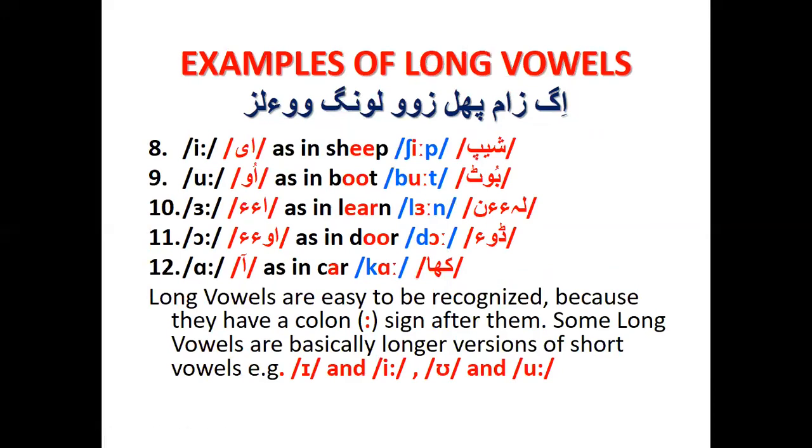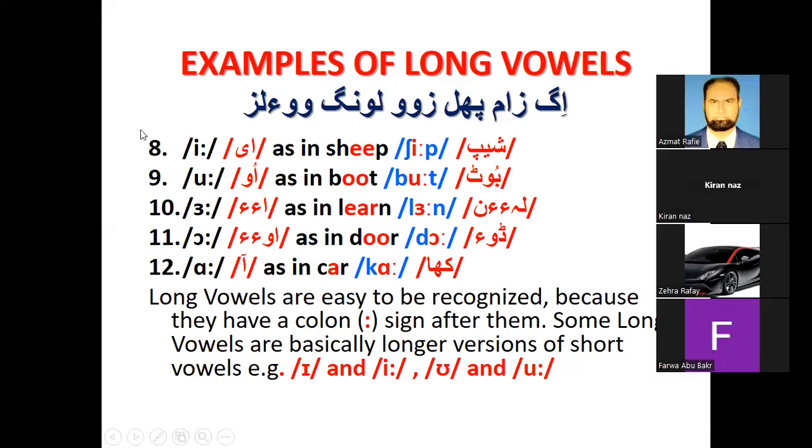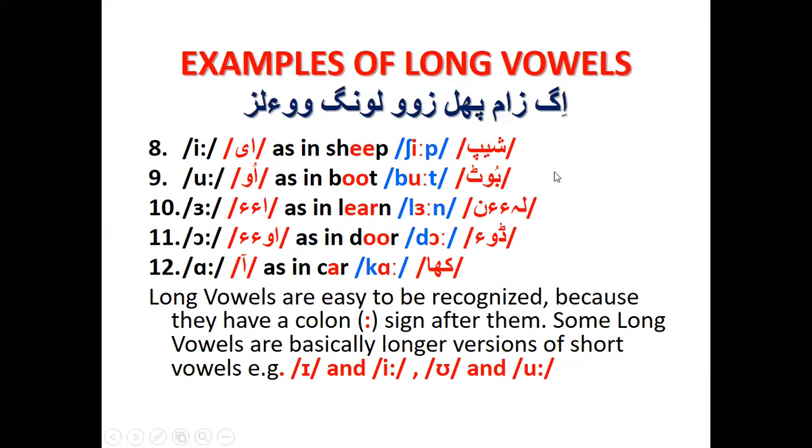Now we are coming to the long vowels. I have already told you, how many long vowels are there? Five. And their numbers are 8 to 12, because 1, 2, 3, 4, 5, 6 and 7 are short, but from 8 to 12 they are long vowels. One more thing I want to say: the phonemic symbols of all the long vowels end on what? A colon sign.